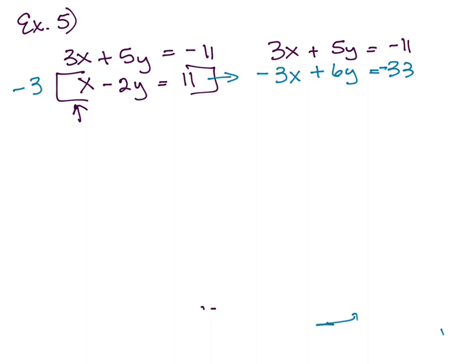Now we can add. So we can multiply and we can add. Those are the two steps that we can do. Okay, so 3x minus 3x, we canceled that variable. That's why we needed the same number but opposite signs. What's 5y and 6y? 11y. And negative 11 minus 33? Negative 44. So y is not 4, but negative 4.